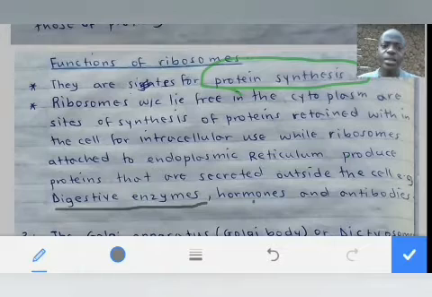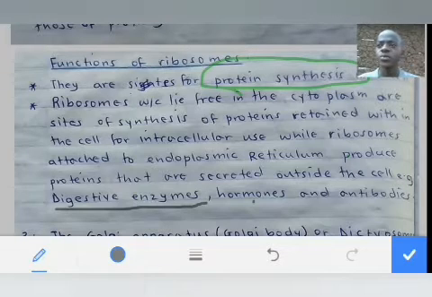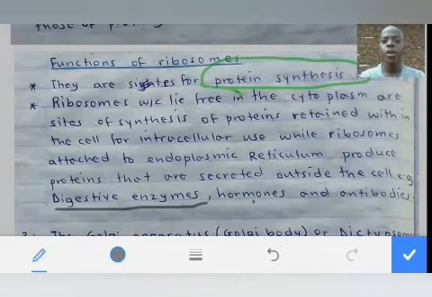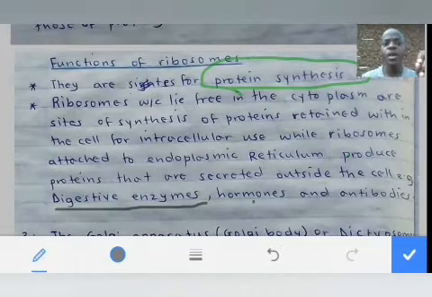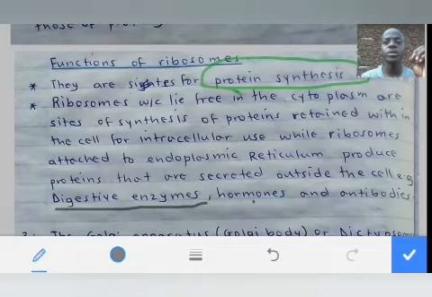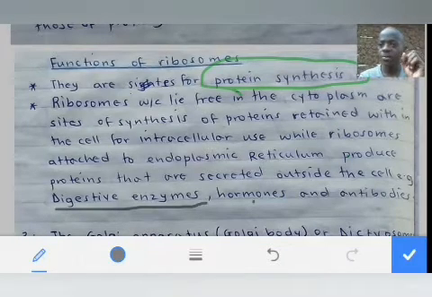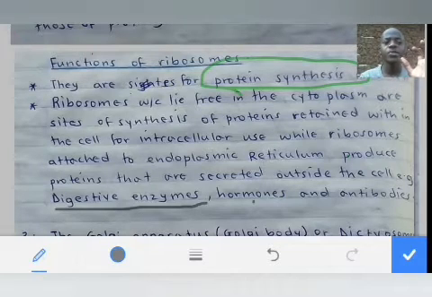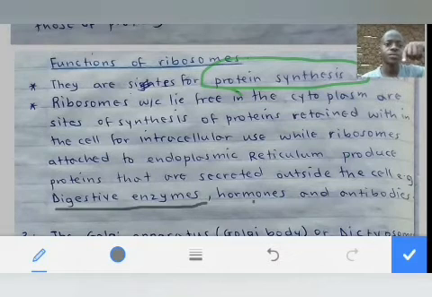So the endoplasmic reticulum contains ribosomes. The ribosomes on the endoplasmic reticulum, their main work is to produce proteins, and those proteins are always secreted out of the cell as digestive enzymes. But the ribosomes found in the cytoplasm produce proteins that are retained within the cell for intracellular use.